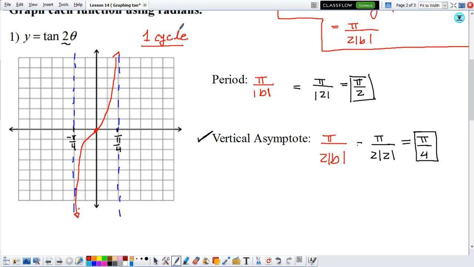But again, all you need to know is just the period and the vertical asymptote. The vertical asymptote is that line. And now, this is why I was calling it a vertical border, because your graph is going to be inside this function, inside this interval. And your graph cannot pass those points.